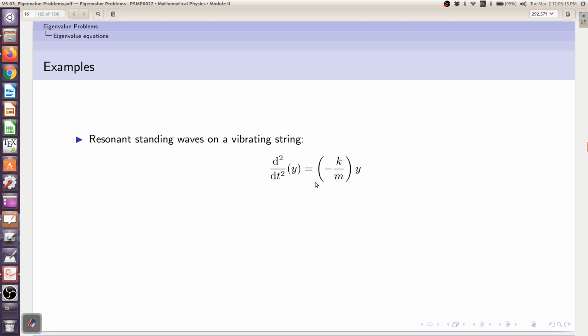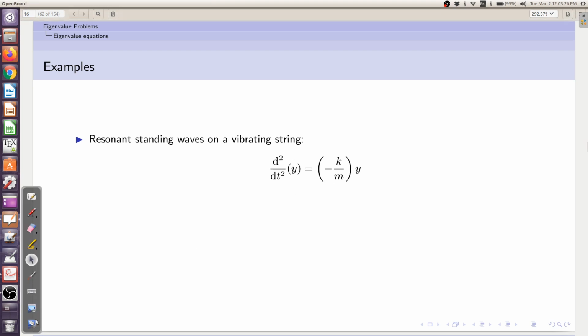Now some examples. These eigenvalue problems are extremely important. They appear everywhere in physics. One example is resonant waves on a vibrating string. So this is an eigenvalue equation. How do I get that equation? I get this equation like this.